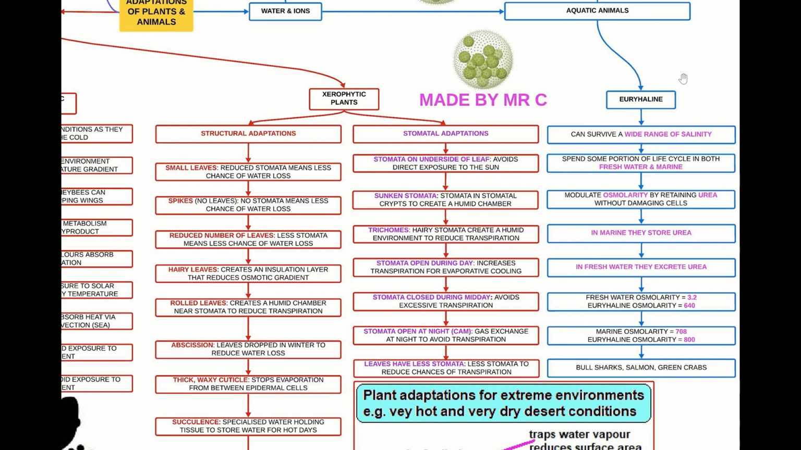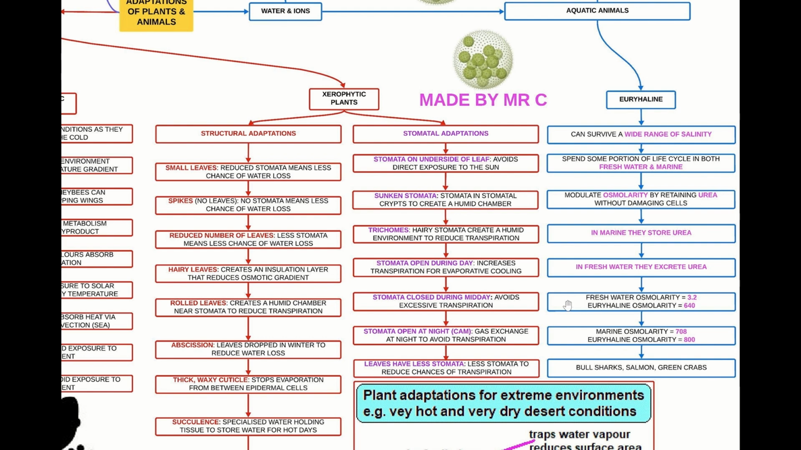Next we have euryhaline organisms that can survive a wide range of salinities. These organisms are the bull sharks, the salmon, and the green crabs. All of them spend some proportion of their life in either freshwater or marine environments. They modulate the osmolarity of their blood by retaining urea without damaging their cells. In the marine environment, they store urea. In freshwater, they excrete urea.